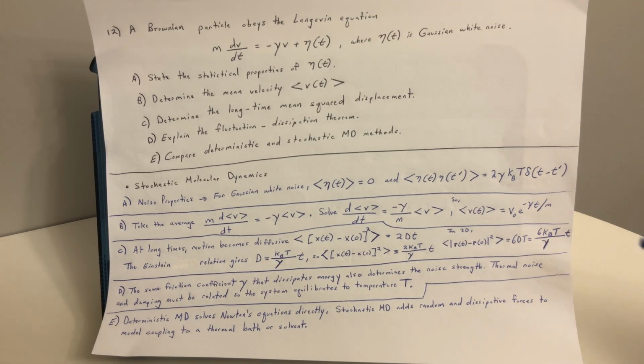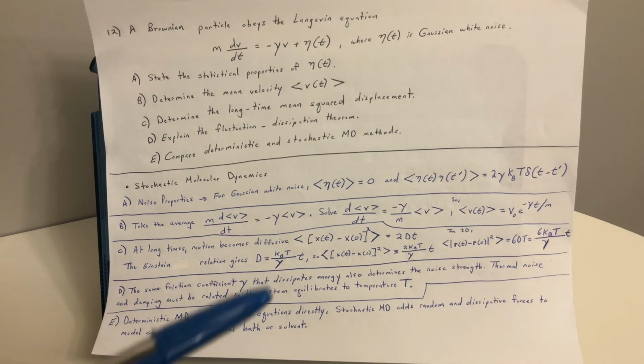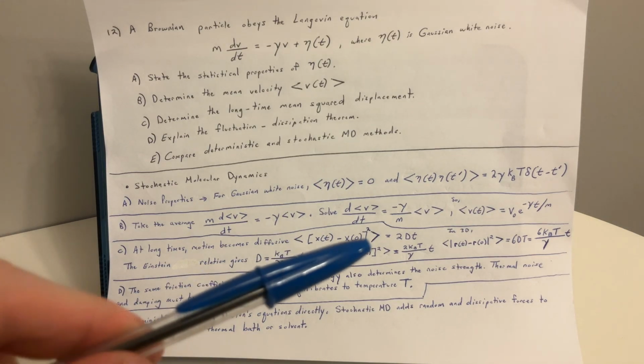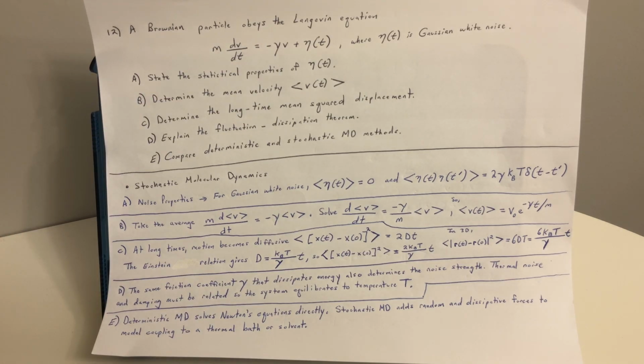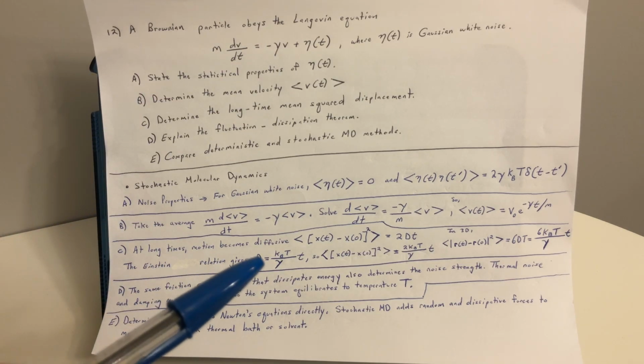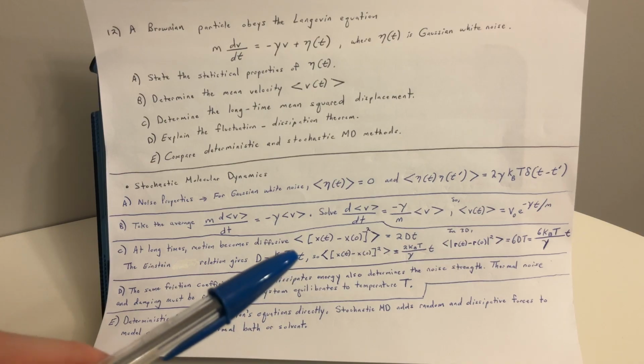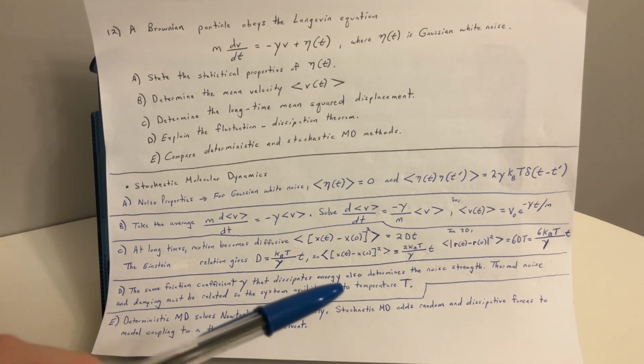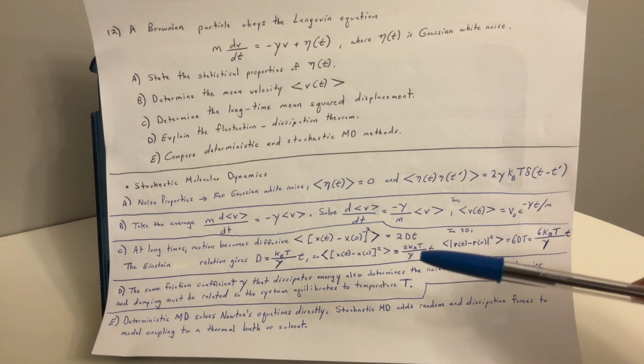Okay. Part C, determine the long time mean square displacement. This is canonical. At long times, motion becomes diffusive. We have here that the expected value of x of t minus x naught squared is 2 Dt. The Einstein relation gives D equals k sub B T over gamma. So that quantity, the expected value of x of t minus x naught squared, is going to equal 2 k sub B T over gamma times t.